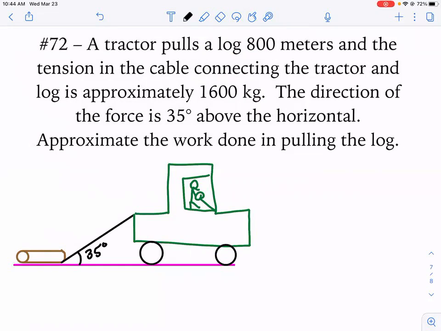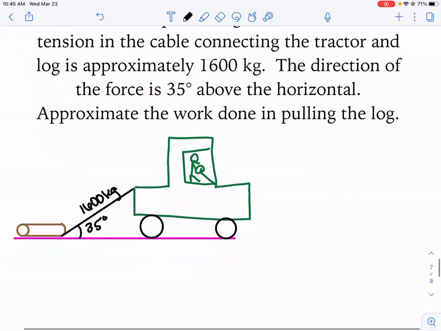Now, the tension on the cable is 1,600 kilograms. So I'm gonna label this 1,600 kilograms. And we're gonna think of this as a vector with magnitude 1,600 and direction angle 35 degrees. This is my free body diagram and it's fine. Why is the force in kilograms? Because it's math class.